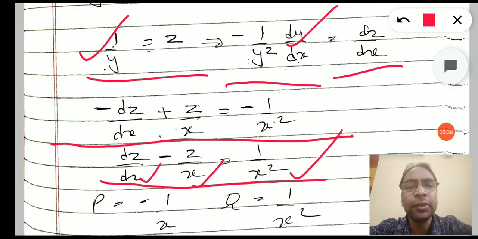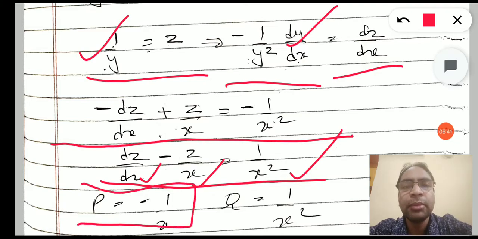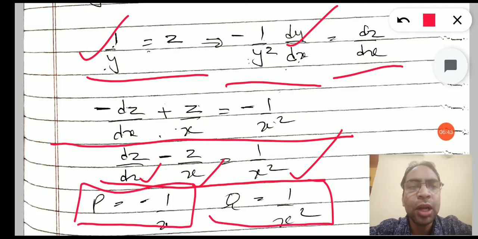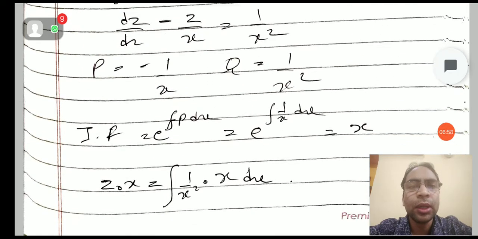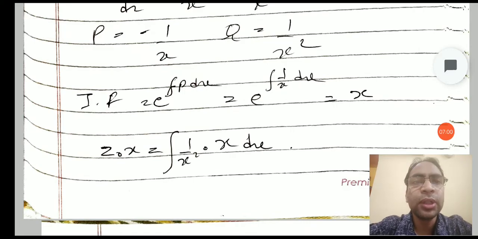So from this equation p comes to be minus 1 upon x, and q comes to be 1 upon x square. We have to recall the definition of a linear differential equation, where p and q have to be functions of x only and free from y. So let's continue. To solve this linear differential equation, we will calculate the integrating factor.